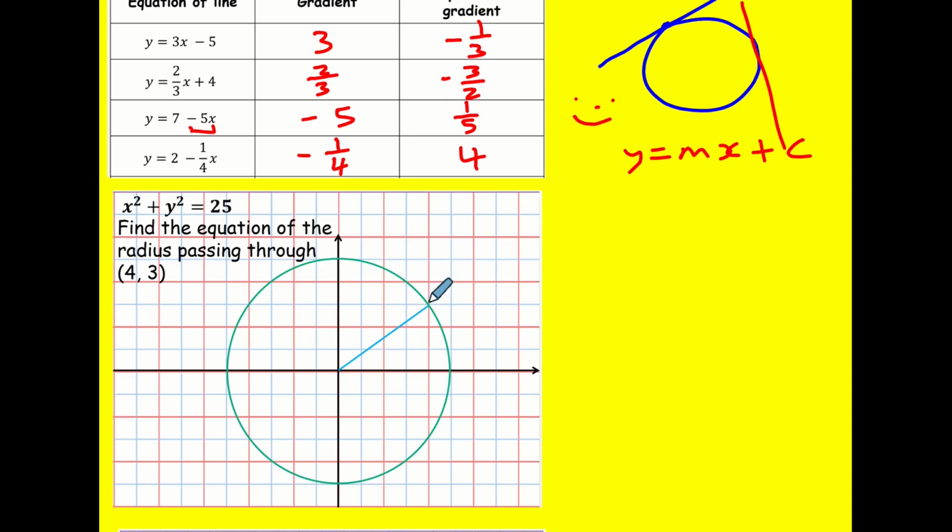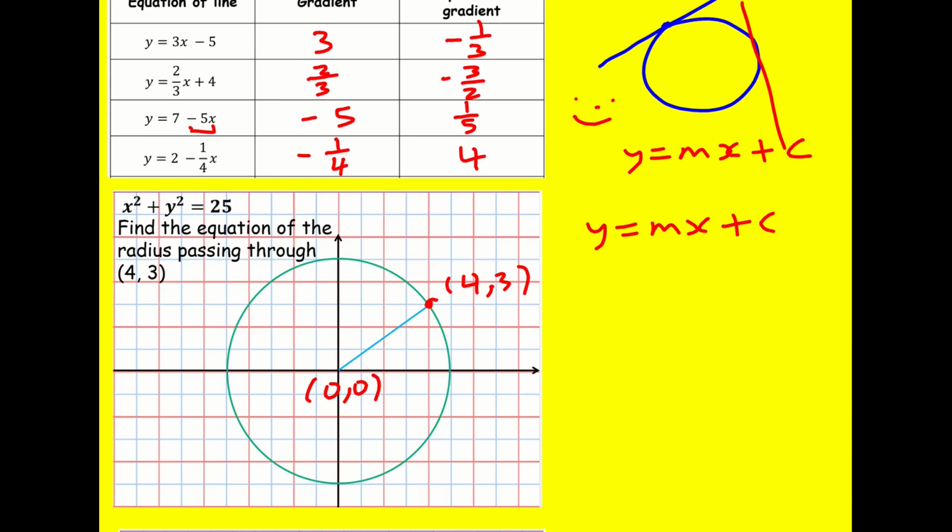Right, I'm going to talk through this one. Passing through 4, 3, I didn't actually say in this question, but this does lie on the circle. So this is 4, 3. And then what do we need to do to find the equation of the radius? It's going to be y equals mx plus c. It's going to be a straight line. It's the equation of this blue line here, essentially. I know it goes through 4, 3, but I also know it goes through 0, 0.